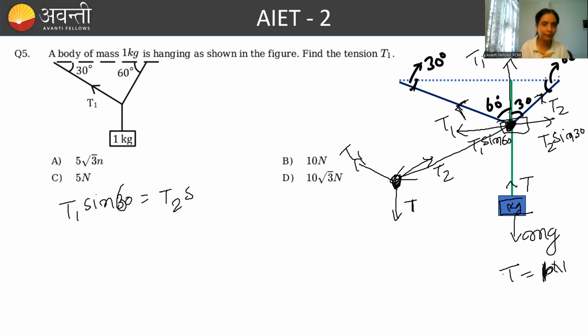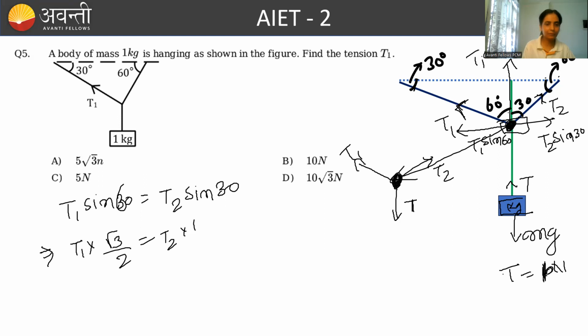So T1 sin 60 will be equal to T2 sin 30. If you equate it, why are you equating? Because this is massless, so net force acting on it in the horizontal and vertical direction should be 0. So I'm equating force acting in the horizontal direction. T1 into sin 60 is root 3 by 2 and sin 30 is 1 by 2. So T1 root 3 equals T2. We need to calculate T1.